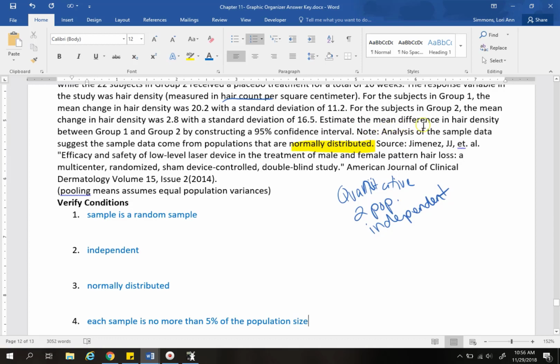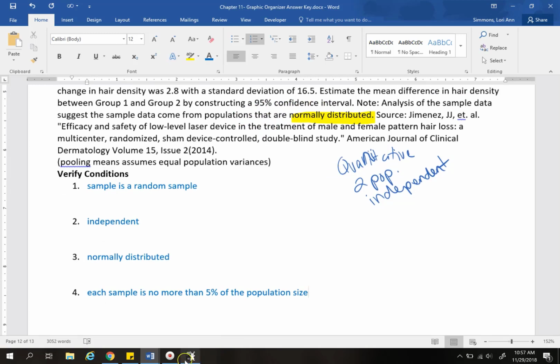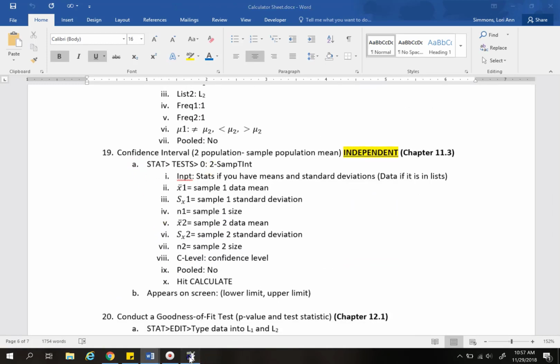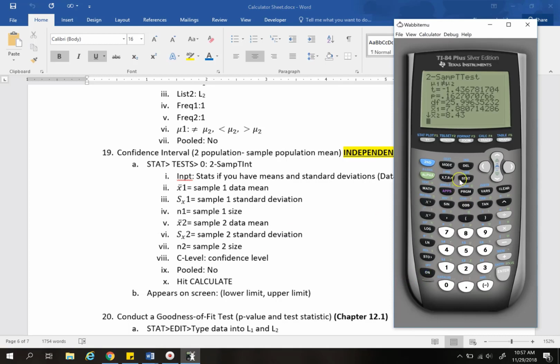So we want to estimate the mean difference in the hair density between group 1 and 2 by constructing a 95% confidence interval. So that indicates that we need to do confidence interval number 19. Let's go with stats, tests, number 0. Again, we're using data. Okay, so group 1 is going to be in list 1, right? And that's what we put. Oh, but we're not doing data. This is stats. So let's go to stats. Sorry about that.